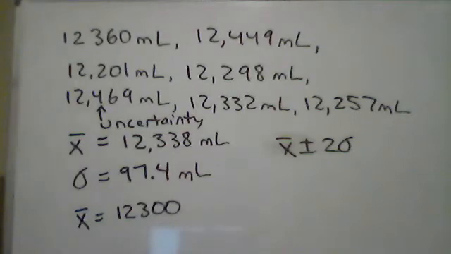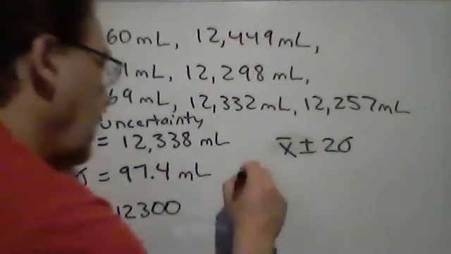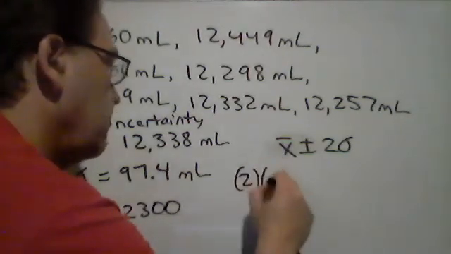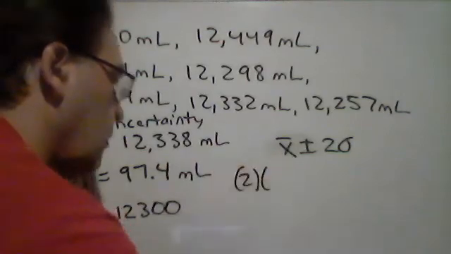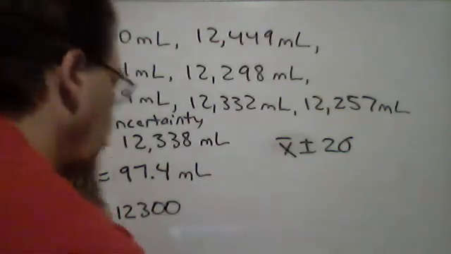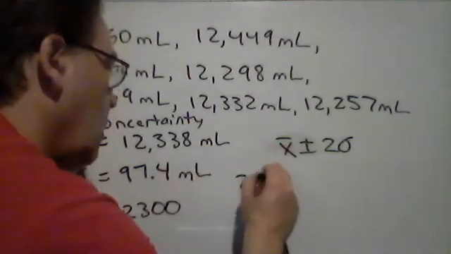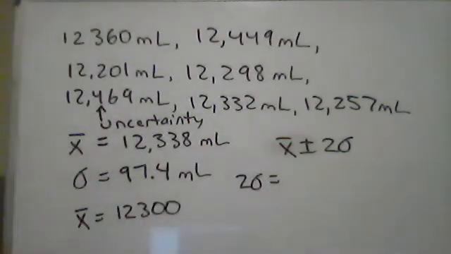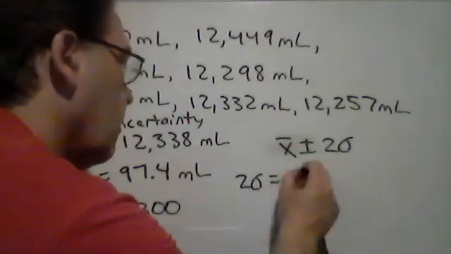So I would say, well, what's 2 sigma? Well, 2 times sigma. So I take 2 times 97.4. 2 times sigma, let me calculate that. 97.4 times 2, 194.8.